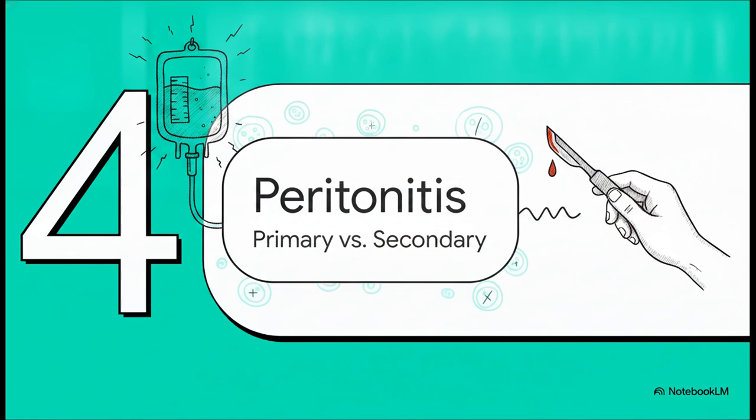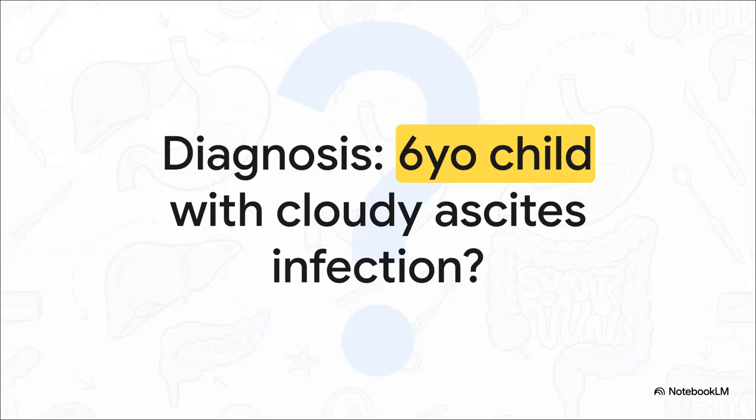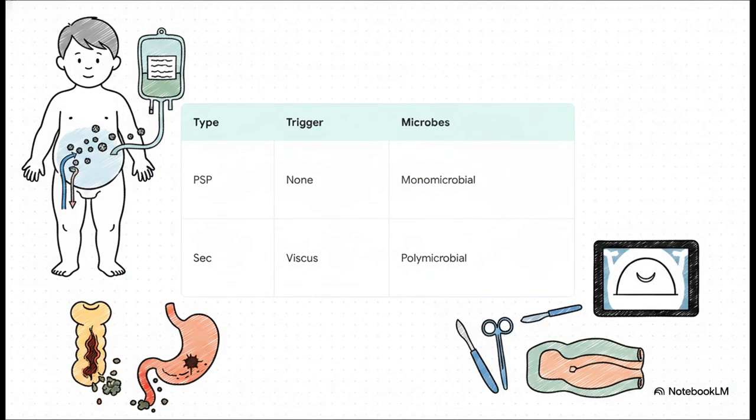Section 4. Peritonitis and acidic infections, differentiating primary from secondary sources. A 6-year-old child with nephrotic syndrome suddenly develops a board-like, rigid abdomen. A tap of the cloudy acidic fluid reveals a monomicrobial infection of Streptococcus pneumoniae. Is this tuberculous peritonitis, biliary peritonitis, primary spontaneous peritonitis, secondary peritonitis, or intussusception? The correct answer is C, primary spontaneous peritonitis, or PSP.